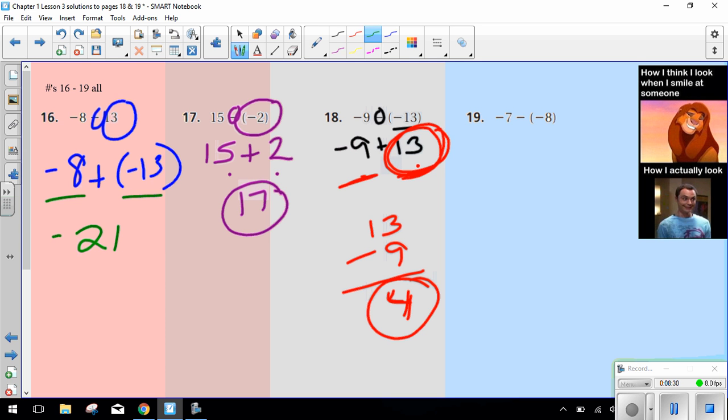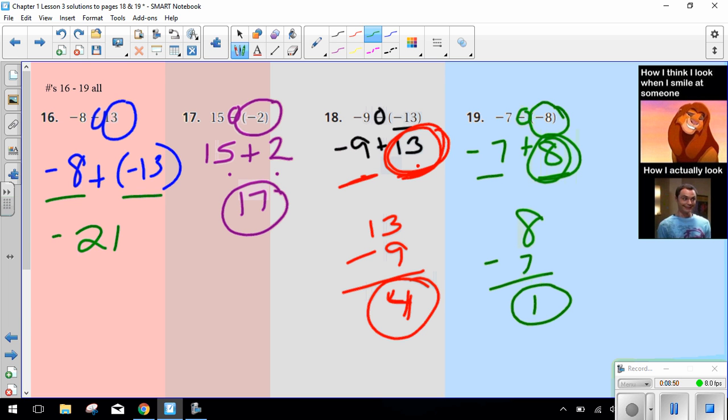And the last one, -7. Here's where I see a minus. I change it to plus, and I'm going to take the opposite of this, -8, which is 8. Since my signs are different, I subtract the two numbers to get 1. Now, who gives me a bigger absolute value? Hopefully you're saying the 8. So my final answer is 1. Okay, let's move on.